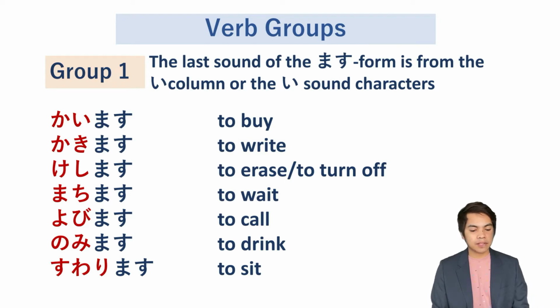Like the first verb, kaimasu. If you remove masu, kai. So the last character is I. Next, kakimasu. Let's remove the masu, kaki. So it's an I sound. So all of these verbs, if the masu is removed, all the last characters have I sound characters. So once again, the characteristic of group 1 verbs is that if the masu is removed, the last characters are I sound characters.